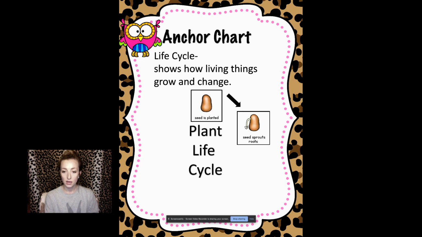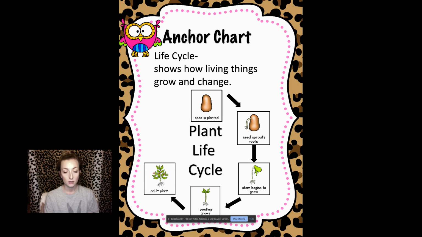Then the seed sprouts a root. After that, the stem begins to grow down into the ground and makes a root system. After the roots make a root system, the seedling begins to grow up and out of the ground. Then, after it continues to get more sunlight, more nutrients, all of those things, then it becomes an adult plant. And it has blooms and big leaves and all of those things that you're used to seeing.